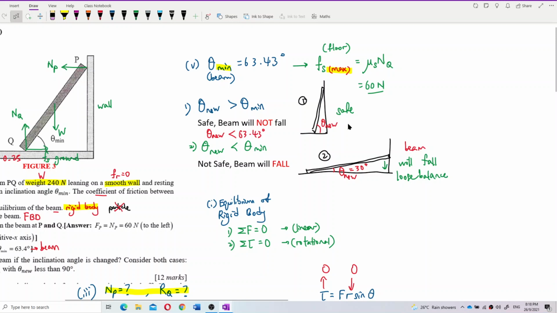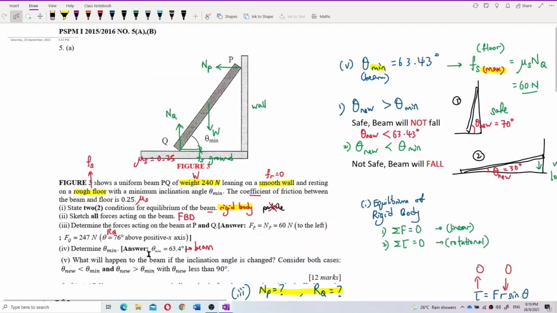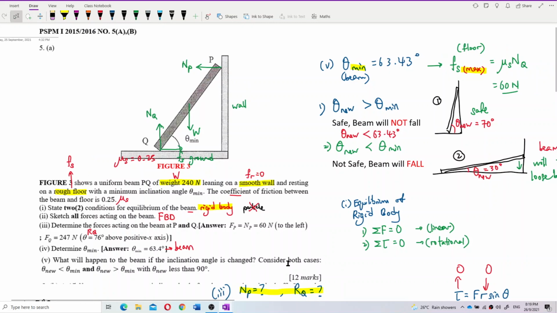If the new angle is, let's say, 70 degrees, it is safe. It will not fall. But if it is 30 degrees, or 40 degrees, or 50 degrees, it will also fall. So that's the answer for the last question: what will happen to the beam if the angle is changed?